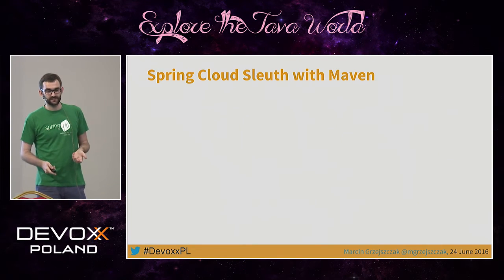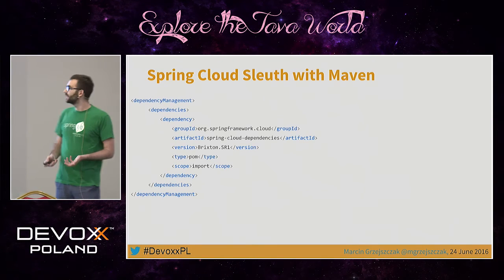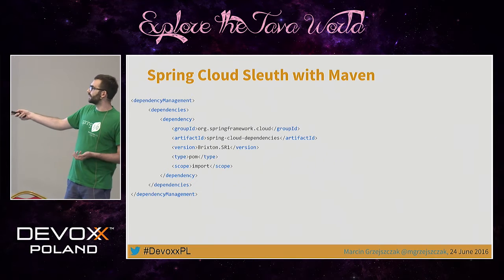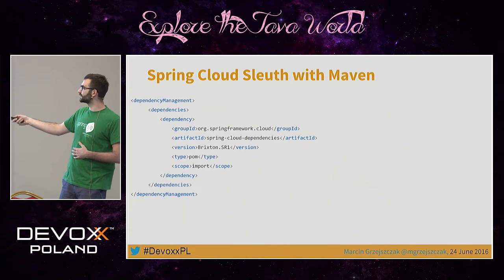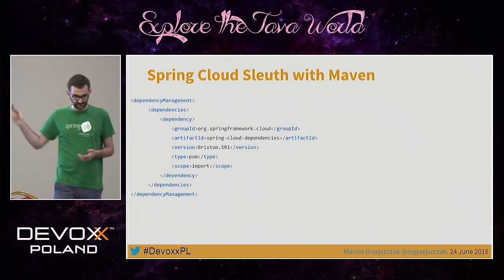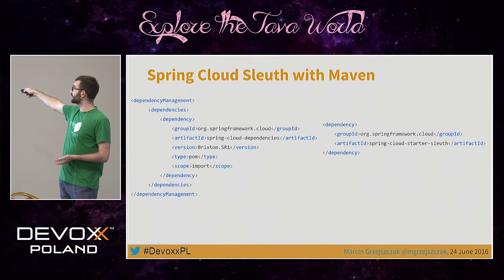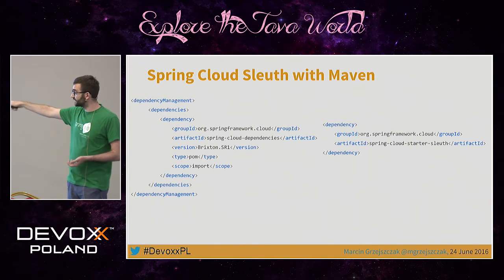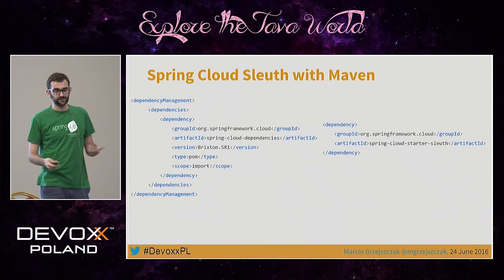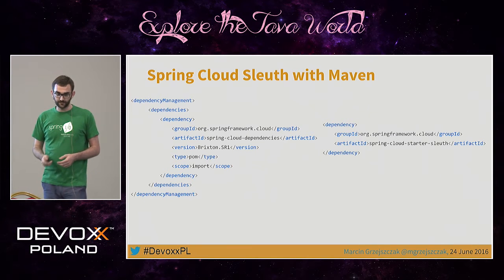So how can you add Spring Cloud Sleuth when you're using Maven? It's fairly simple. It's enough for you to add the BOM to Spring Cloud dependencies. The current version is Brixton SR1, sorry. We're going to release Brixton SR2 quite soon. And to add Sleuth, you just add Spring Cloud Starter Sleuth. If you use this approach, all the versions for the libraries are set for you. You don't have to set them. We're doing it for you.